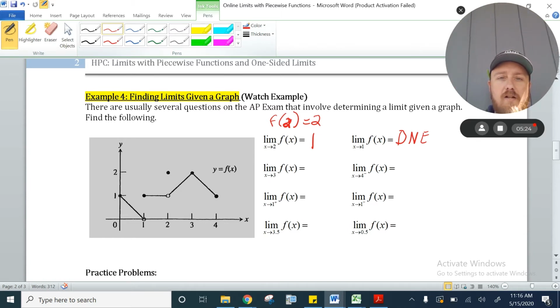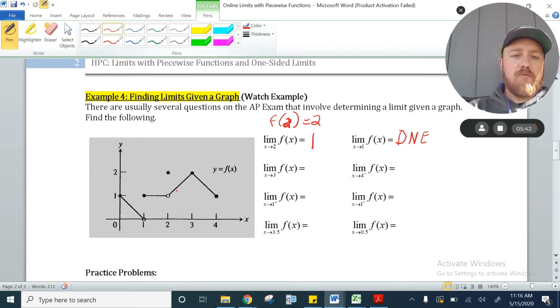Limit does not exist. So that is what happens when our limit from both sides is not the same. So then we look at our limit as x approaches 3. As x approaches 3, as long as it approaches the same number from the left and the same number from the right, we get a limit. And it works out here. As we approach from the left, we get 2. As we approach it from the right, we get 2. So our limit is 2.